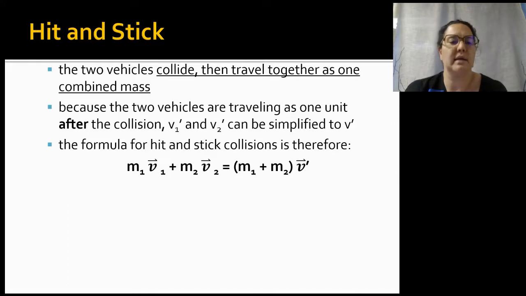So in a collision, if two vehicles or objects collide and then travel together as one combined mass, we can simplify our collision equation. Velocity 1 prime and velocity 2 prime can be simplified just to velocity prime because the two objects are traveling together.